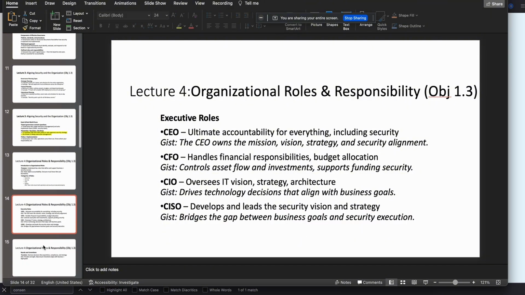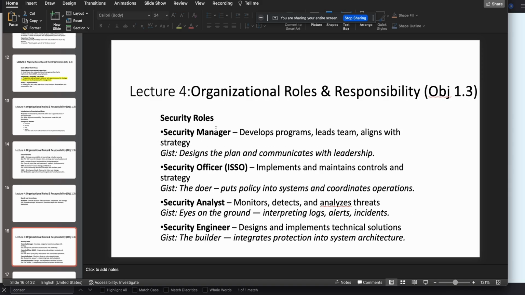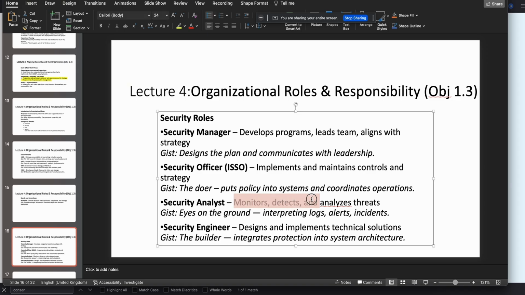Okay. Now, there are other roles also. Security manager: develops program, leads team, aligns with strategy. Security officer: implements and maintains control strategy. So definitely every organization has some common things, but apart from them, they can use their own set of roles within their organization. Security analyst also is a technical executive-level role where they monitor, detect, and analyze threats, like SIEM analyst, SOC analyst.